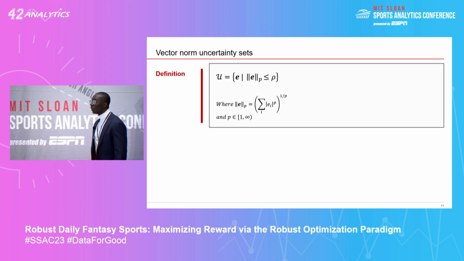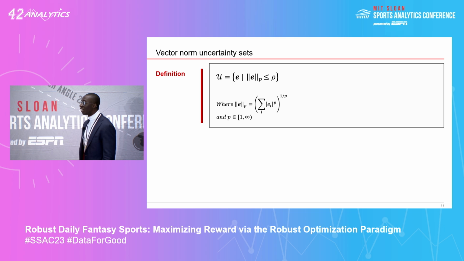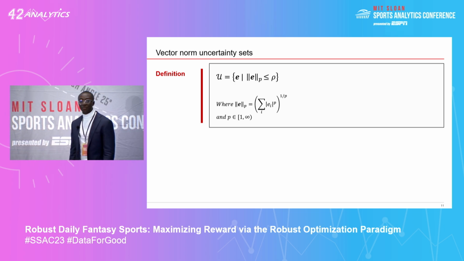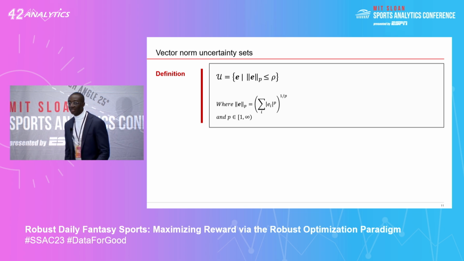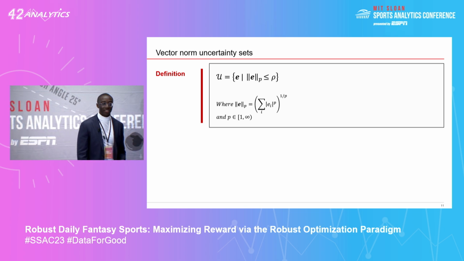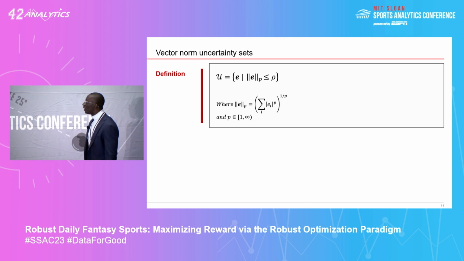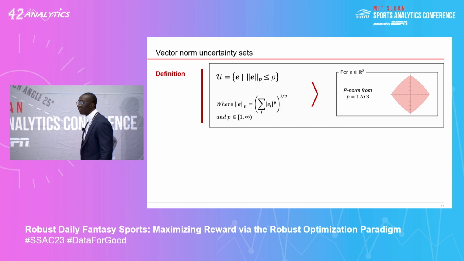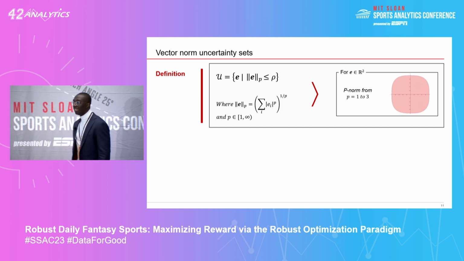There are several different ways that you can define an uncertainty set. The way that I ended up going with is what's called a vector norm uncertainty set. And I chose that for two reasons. The first is that it's computationally tractable, which I'll get into why that is later. But the second is that it's interpretable. And so this is what a vector norm uncertainty set looks like in 2 dimensions.